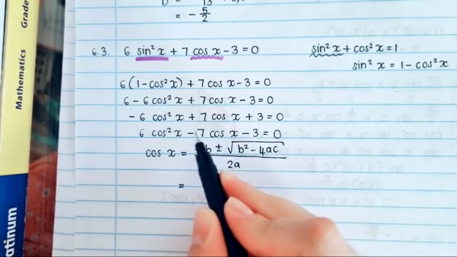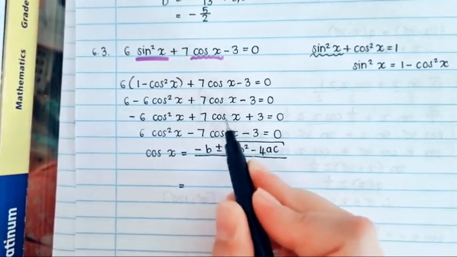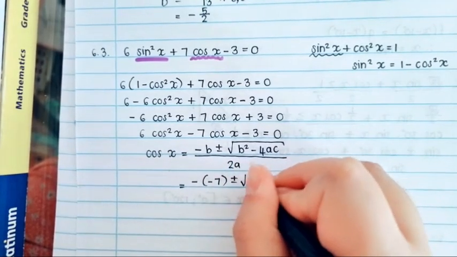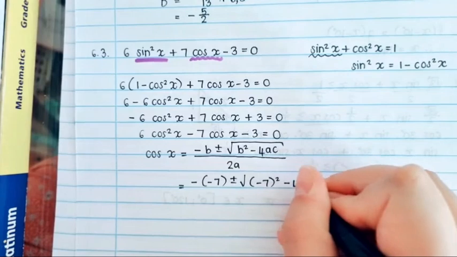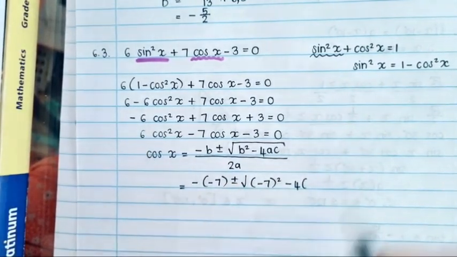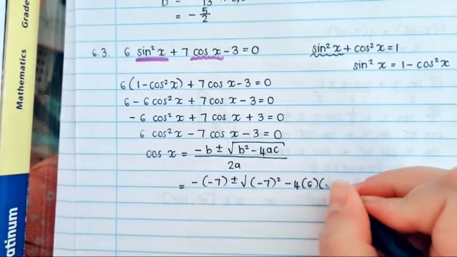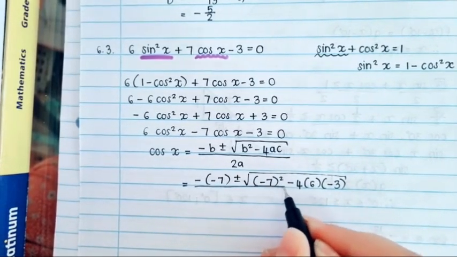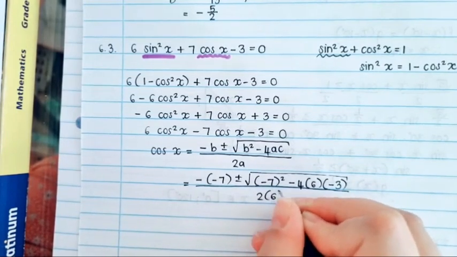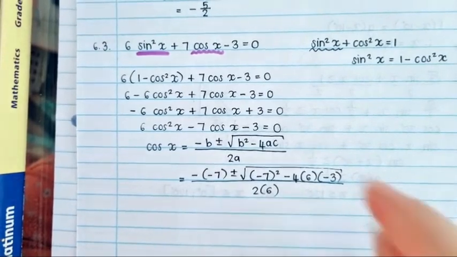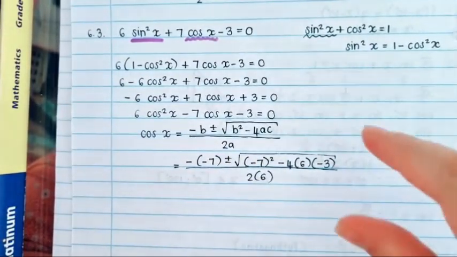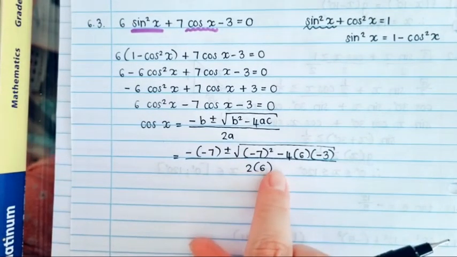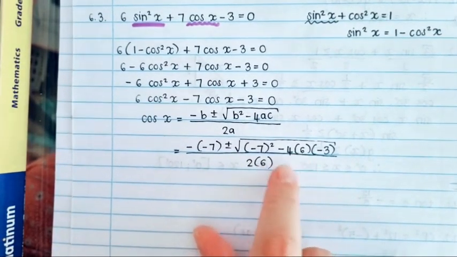B is negative 7. B, remember, is the coefficient of the linear term, of the cos x term in this case. So we're going to do negative B, which is negative 7, plus minus square root of B squared, so negative 7 squared, minus 4. A is the coefficient of the squared term, so that's 6. And C is the constant term, so that is negative 3. That is all over 2a, so 2 times 6. You don't get a mark for writing the formula down, you get a mark for this line. So it's very important that you do this line. They give you the formula on the sheet, so they're not going to give you a mark for something that they've given you, but you have to show what you are subbing in for which values. This is very important.